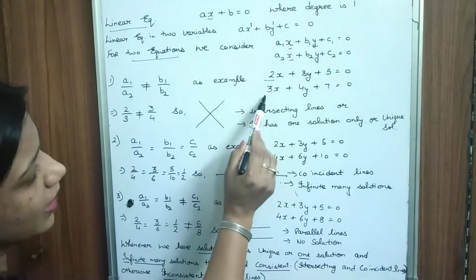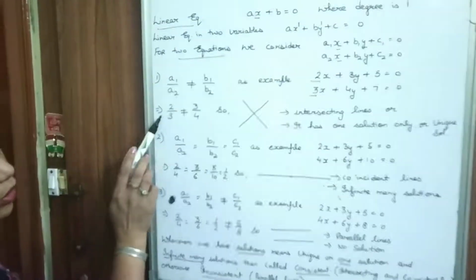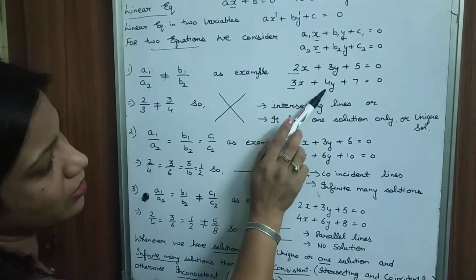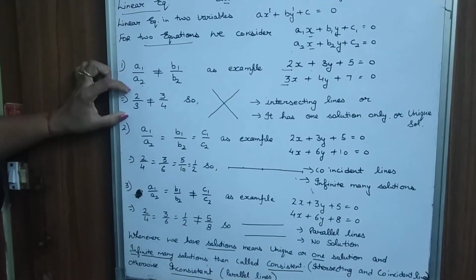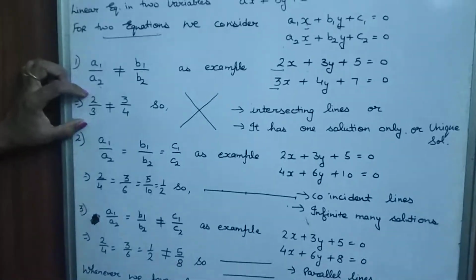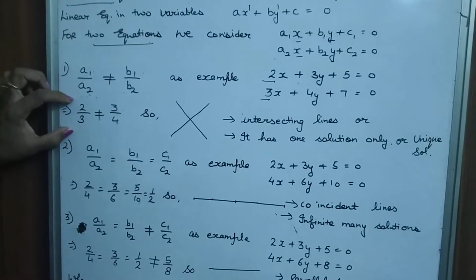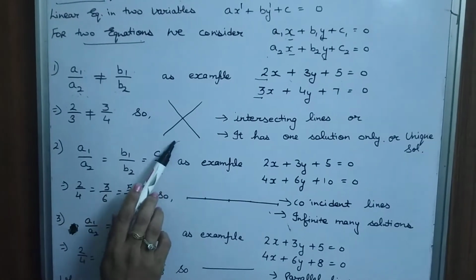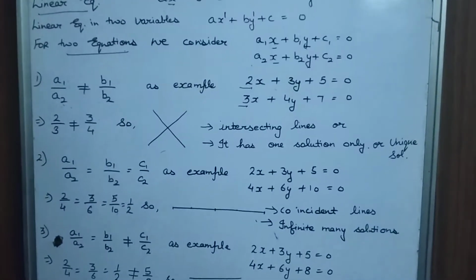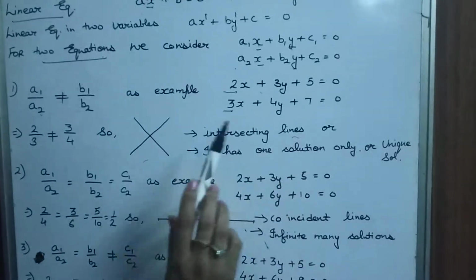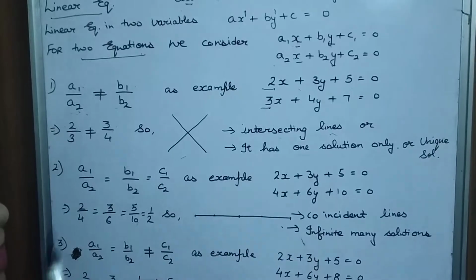You can see here a1 and a2 are 2 and 3, so let's take them as the fraction 2/3. The coefficients of y are 3 and 4, so we will write 3/4. And you can easily see that 2/3 and 3/4 are not equal to each other. Whenever they are not equal, in the graphical method the graphs of those lines will intersect each other, and we call them intersecting lines. Whenever you have intersecting lines, you will get only one solution.